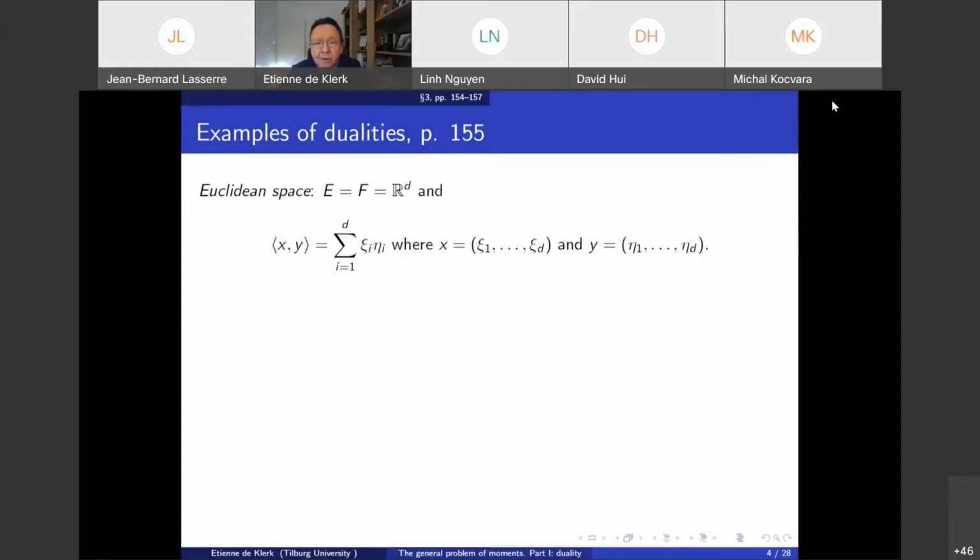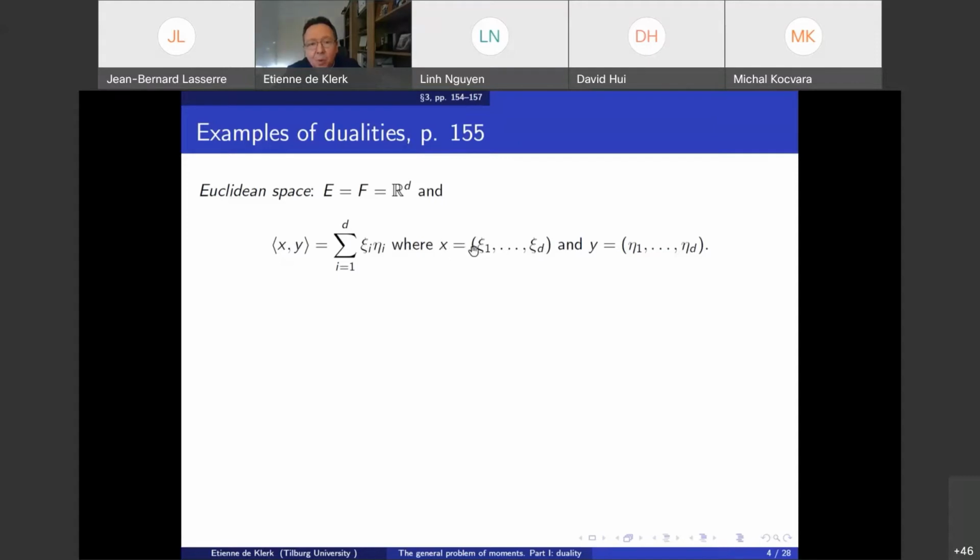You can verify for yourself very easily that our familiar inner products are dualities. So if the spaces E and F are a Euclidean space, the duality, this bilinear function, is given by the usual inner product, and obviously this is bilinear. If we fix the eta coordinates of the vector y, then it's linear in the coordinates of x. Just note Barvinok likes to use the Greek letters as coordinates.